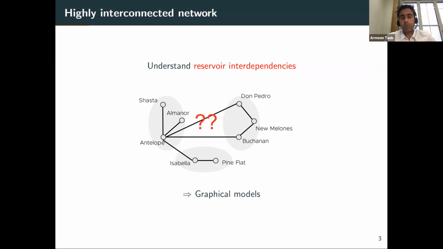Now, graphical models provide a powerful framework to encode dependencies. So here I have a toy example of a graphical model among 8 reservoirs. Each node represents the reservoir volume of a particular reservoir. A missing edge indicates some conditional independency between the pair of reservoirs, and the strength of an edge encodes the degree of conditional dependence.